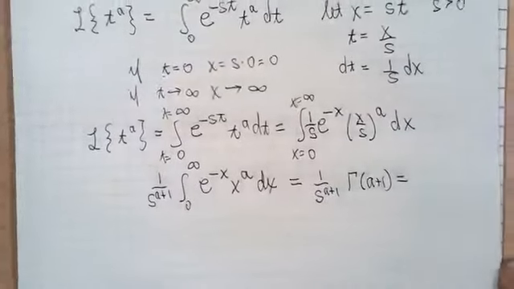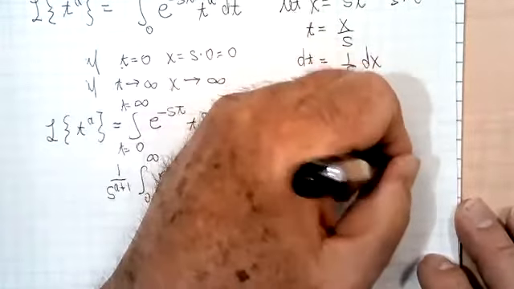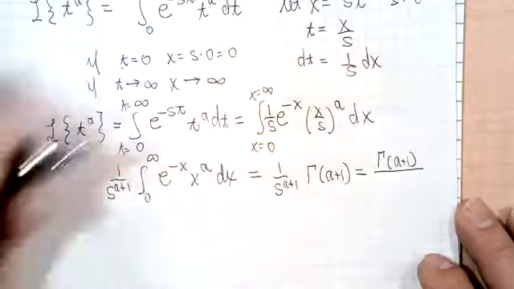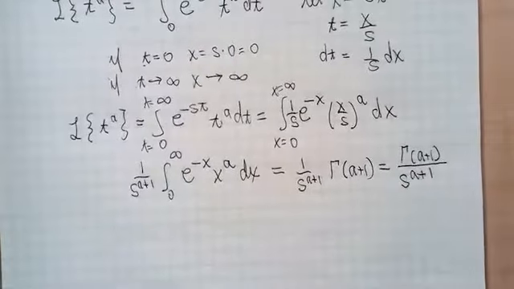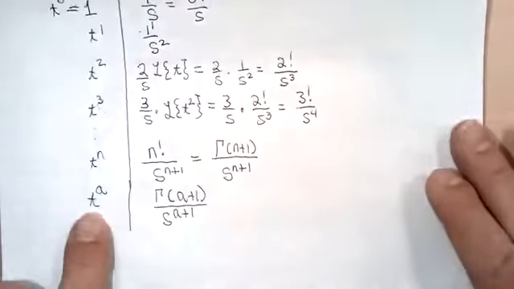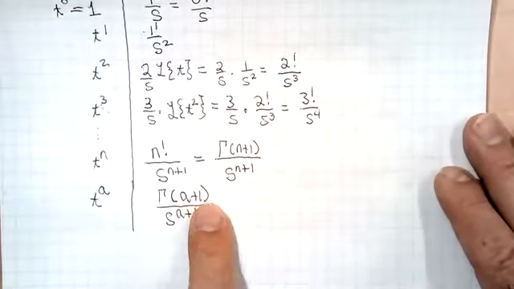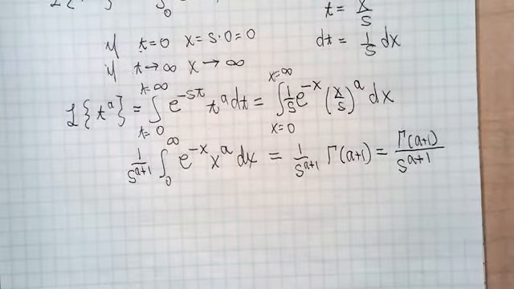Well, 1 over s to the a plus 1 power times gamma of a plus 1 is gamma of a plus 1 over s to the a plus 1. And that's what we wanted to prove. t to the a power has transform gamma of a plus 1 over s to the a plus 1. And you'll be pleased to know that in the whole list of transform formulas we're going to generate, this one is the hardest. So they get better. And the reason is we start to have some tools. We don't have to do everything from the definition.